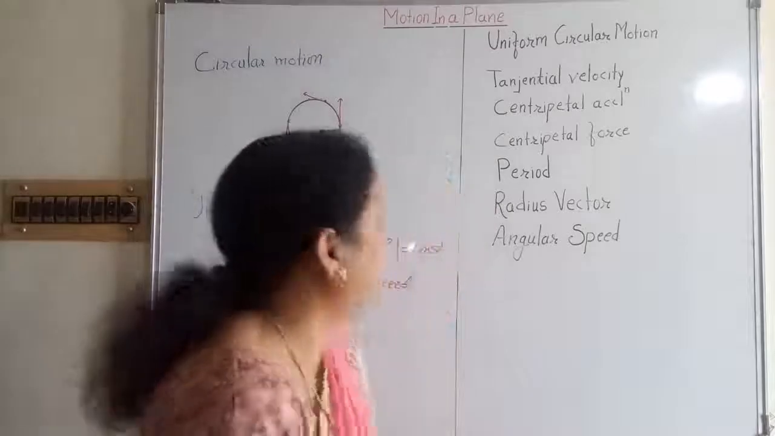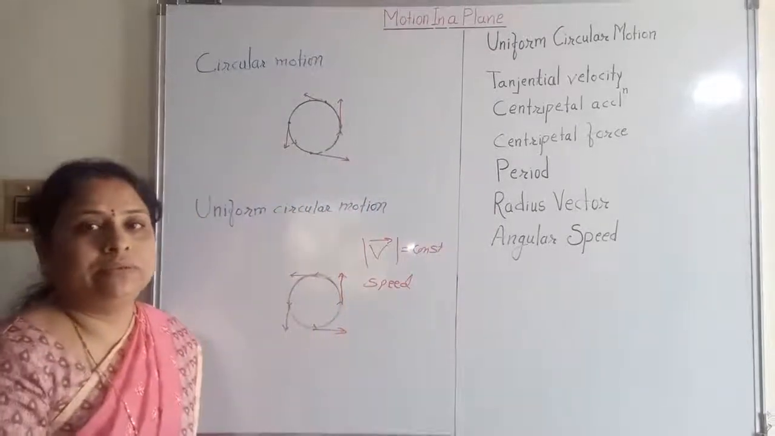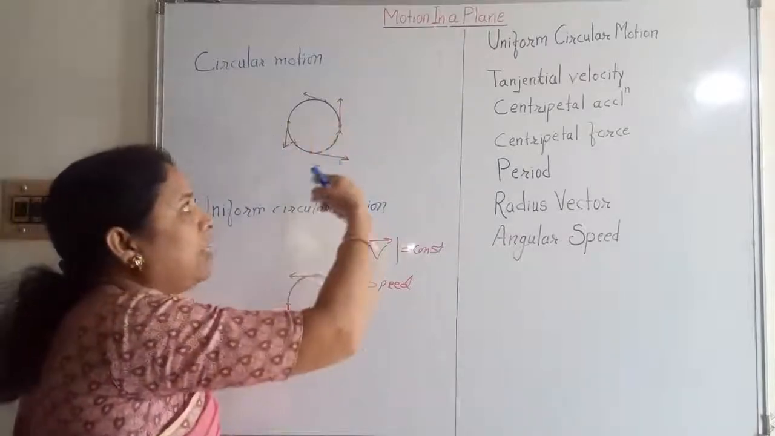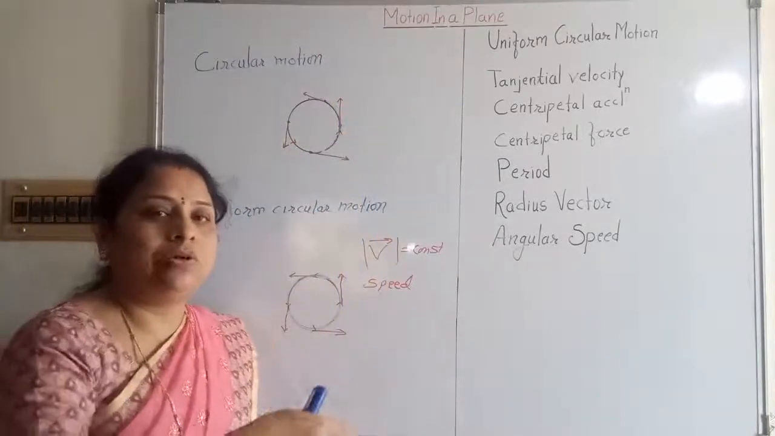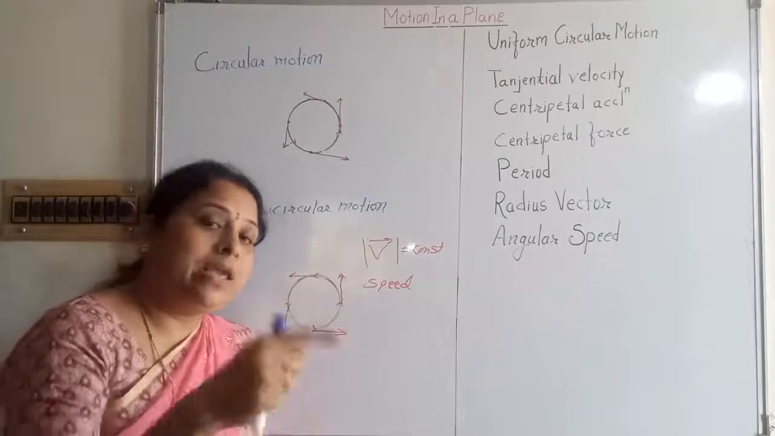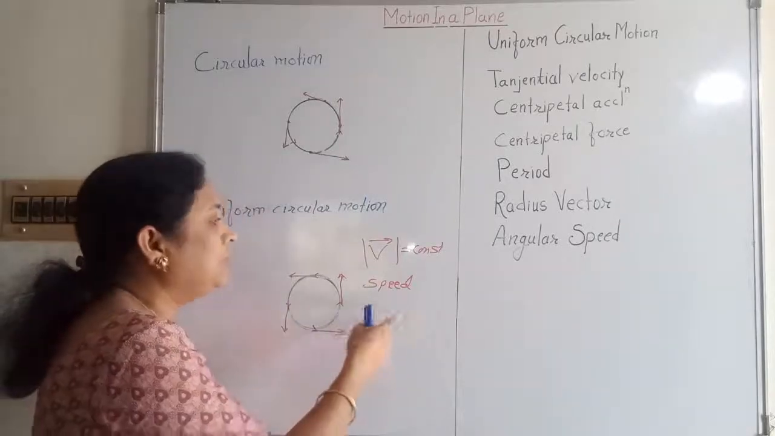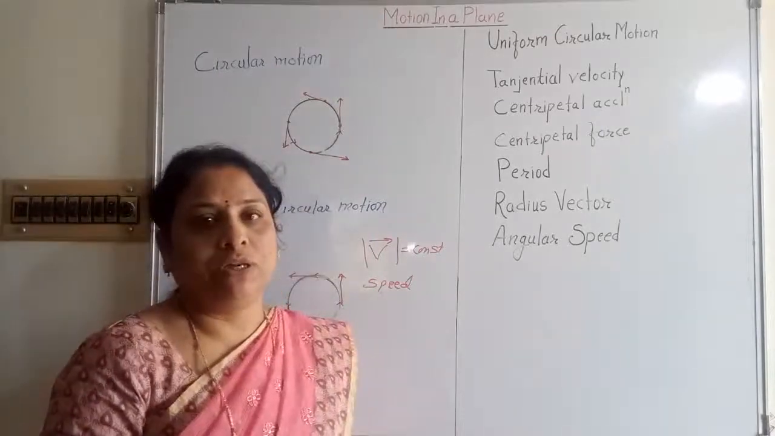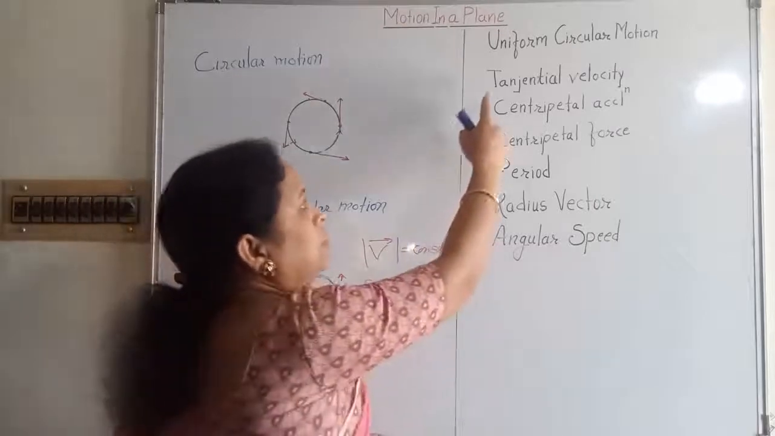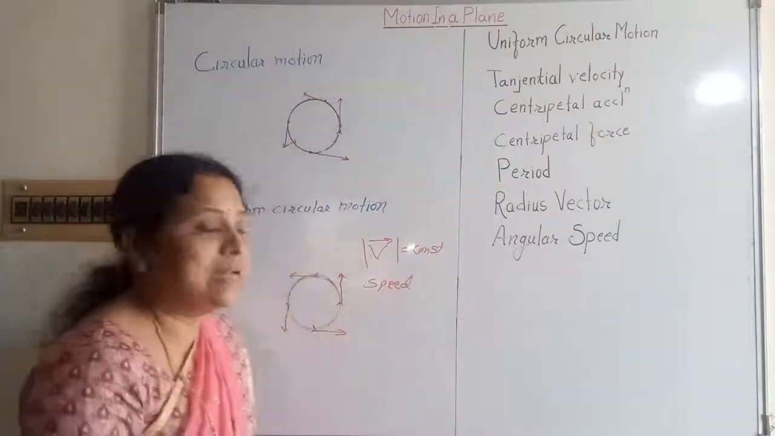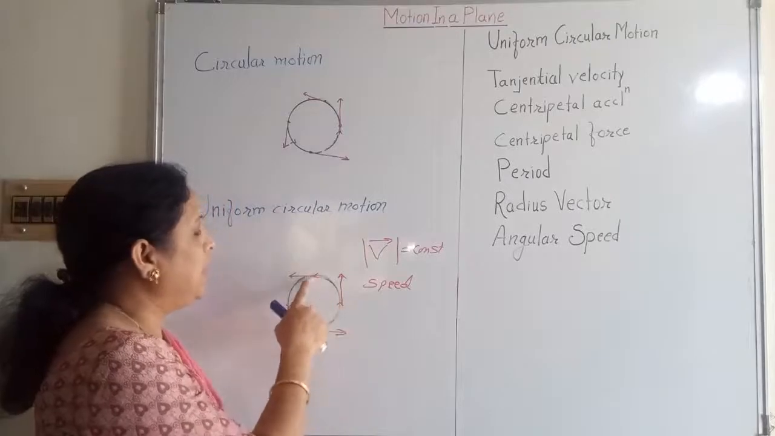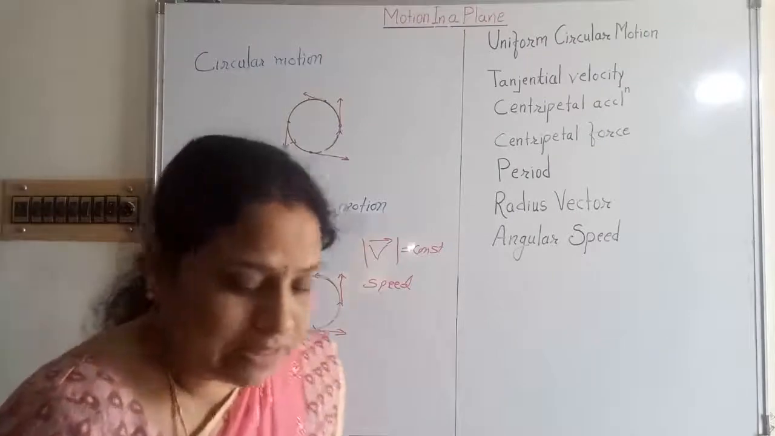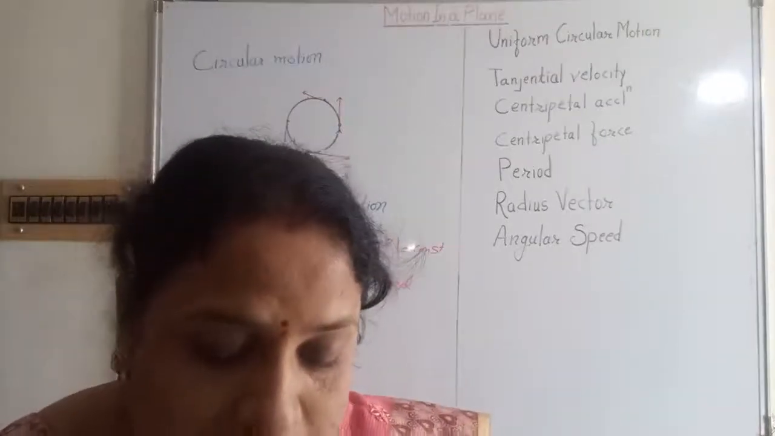So what is here about the circular motion is that when the object is moving along a circular path, that motion is called circular motion. And if that object is moving along a circular path with constant speed, then it is called uniform circular motion. Now in the uniform circular motion, the velocity is called tangential velocity, because at every point the direction of velocity is along the tangent.